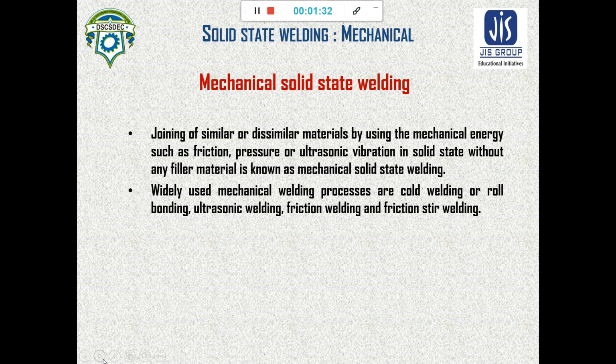As the name suggests, in solid state welding no melting will occur. So the joining of similar or dissimilar materials will be done by using mechanical energy such as friction, pressure, or ultrasonic vibration in the solid state without any filler material, and this process is known as mechanical solid state welding. The widely used mechanical welding processes are cold welding or roll bonding, ultrasonic welding, friction welding, and friction stir welding. These are the processes that we are going to study today.